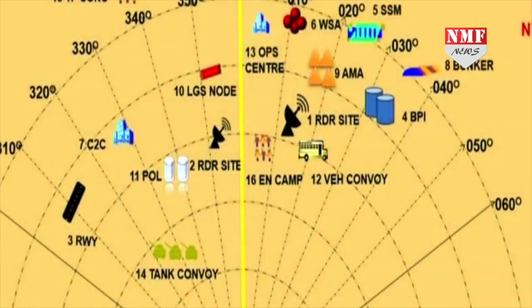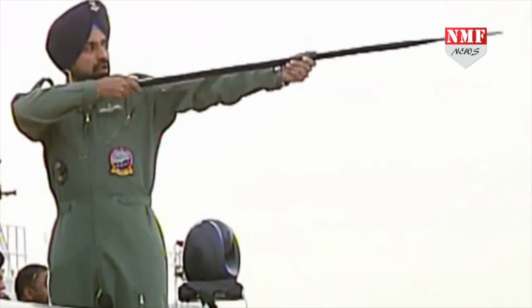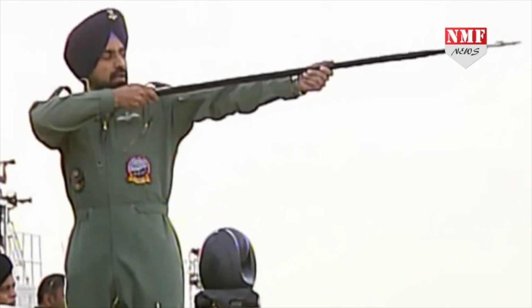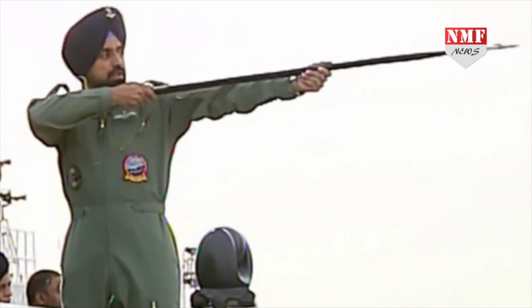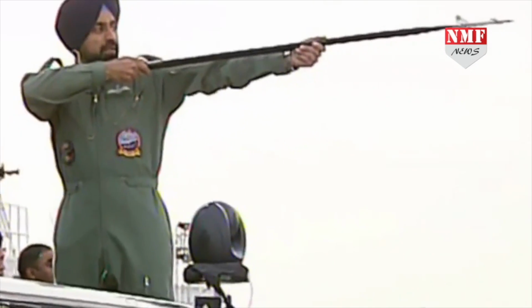Further right and closer to us is target number 1, which depicts a radar site. Further right and in the distance is target number 6, which represents a weapons storage area. Further right and closer to us is target number 9, which represents an advanced mounting area of the enemy's army.